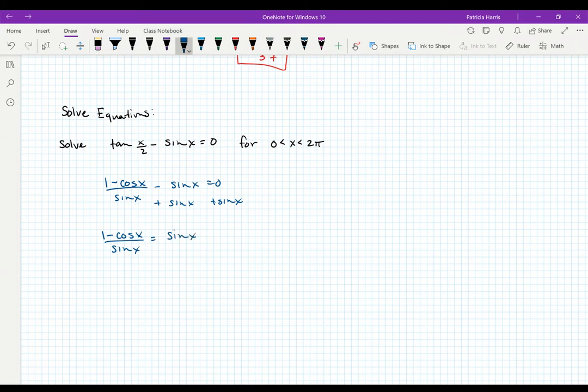All right, so now I have something like a proportion. So I'm going to cross multiply. 1 times 1 minus cosine is simply 1 minus cosine. And then sine x times sine x is sine squared x.